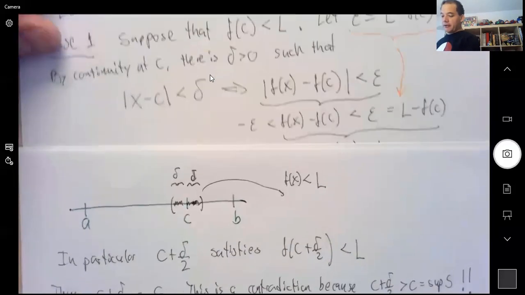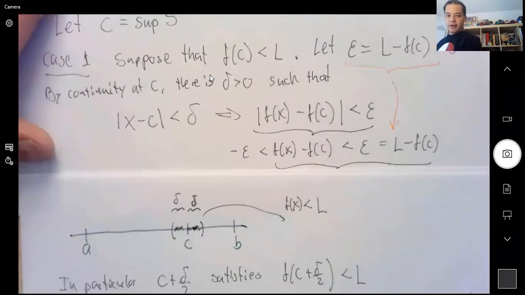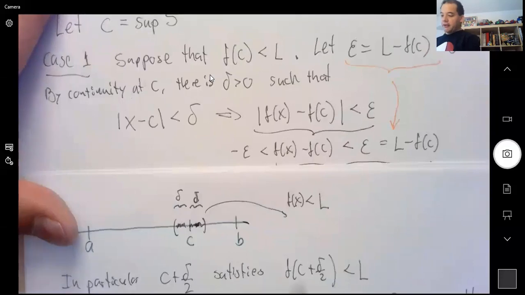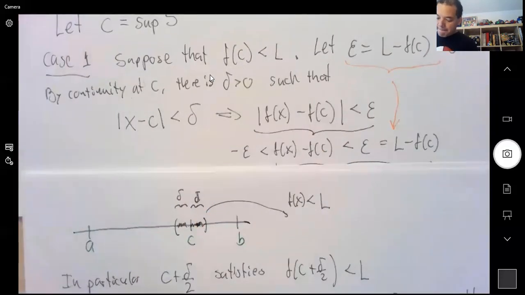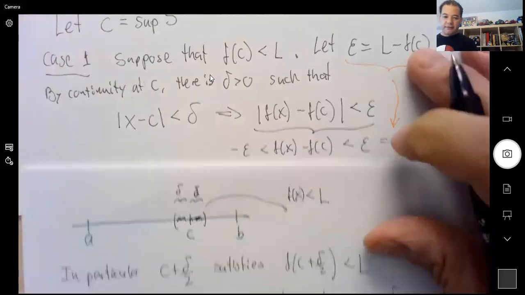Let's go back. Case 1 was if f of c is less than L. So now let's go to case 2. Suppose that f of c is bigger than L.